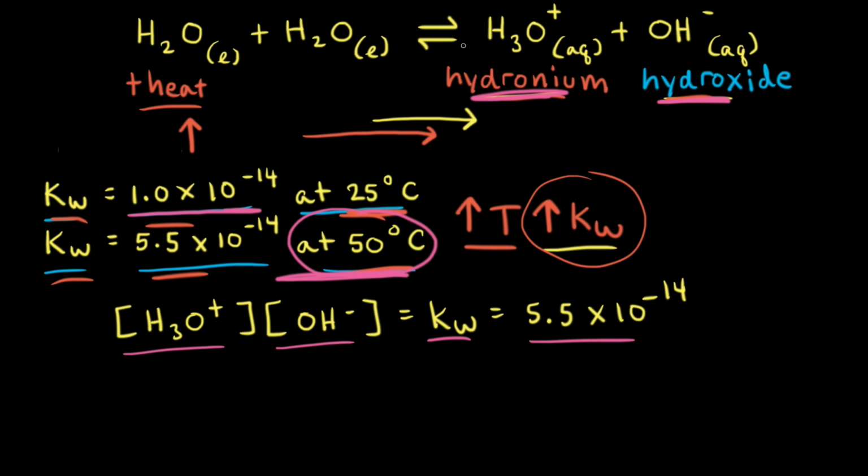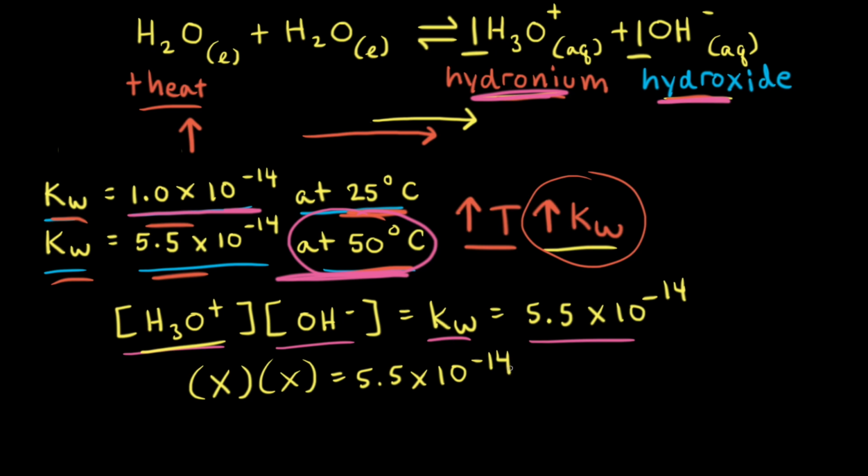For the autoionization of water, the mole ratio of hydronium ion to hydroxide ion is 1:1. Therefore, the concentration of hydronium ion is equal to the concentration of hydroxide ion. So when we plug in for hydronium, if you say that concentration is X, the concentration of hydroxide would also be X, so we have X times X is equal to Kw, which is equal to 5.5 times 10 to the negative 14th. So X squared is equal to 5.5 times 10 to the negative 14th. And to solve for x, we simply take the square root of both sides. So x is equal to 2.3 times 10 to the negative 7th.